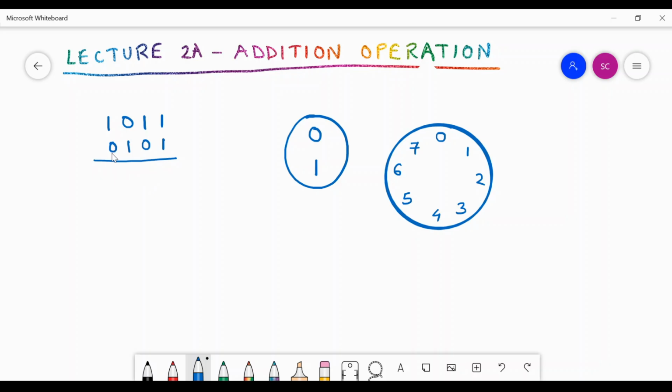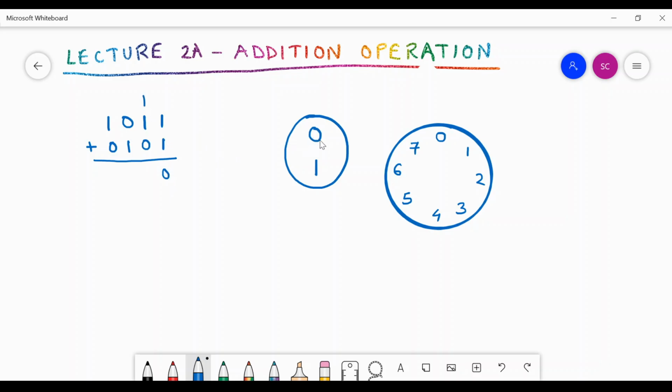I put the 0 here. We may not have put it, but just to maintain the length of the word, we are putting the 0 here. We need to do the addition. So 1 plus 1. What is 1 plus 1? We know that 1 plus 1 is 2, and in binary 2 is basically 1, 0. So we have to write a 0 here and take a 1 here.